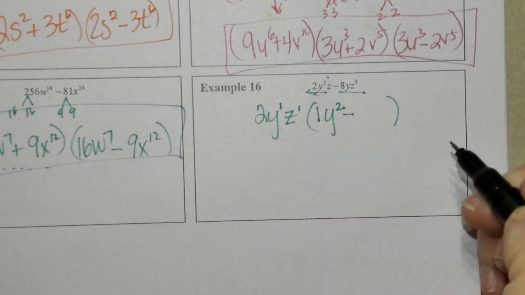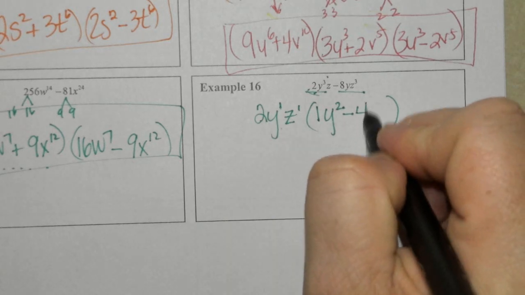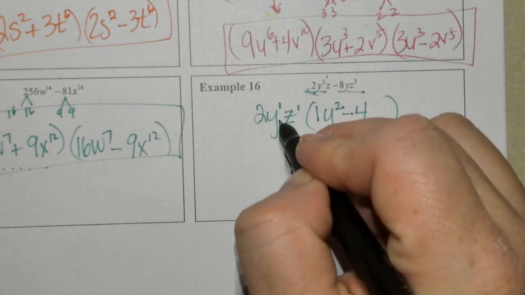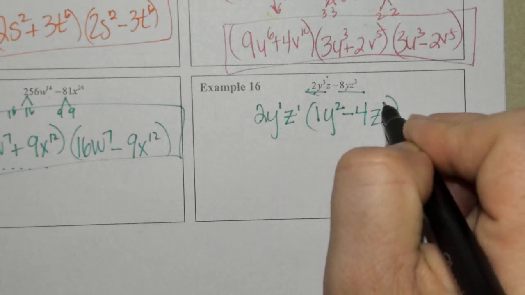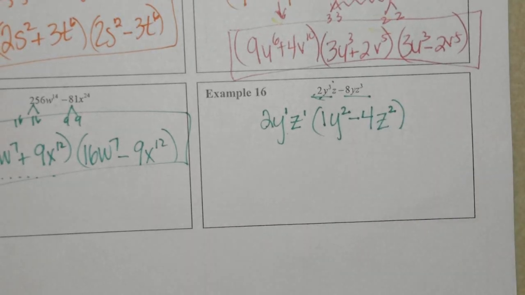Bring down the subtraction sign. 2 times 4 is 8. I need 1 y. I already have it. I need 3 z's. I have 1. I need to attach 2 more to equal 3.